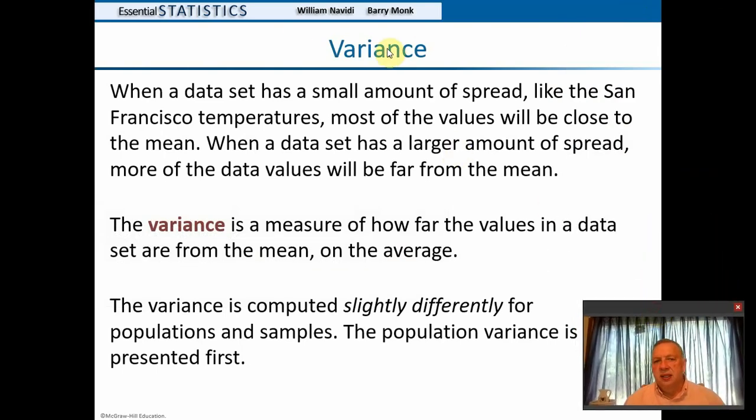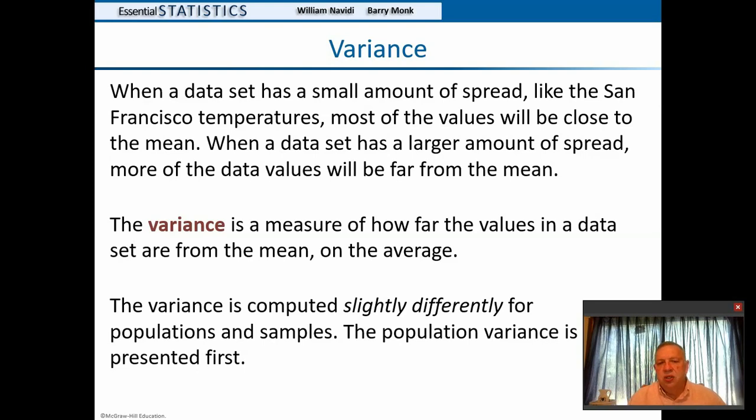So variance. When a data set has a small amount of spread, like the San Francisco temperatures, most of the values will be close to the mean. When a data set has a larger amount of spread, more of the data values will be farther from the mean. The variance is a measure of how far the values in a data set are from the mean on the average. It's kind of like the average distance from the mean. And then I can do some calculations based on that.